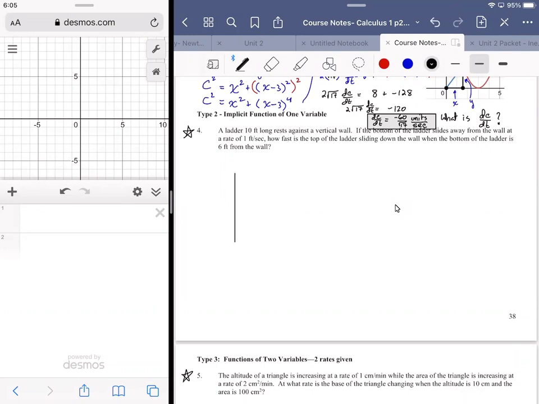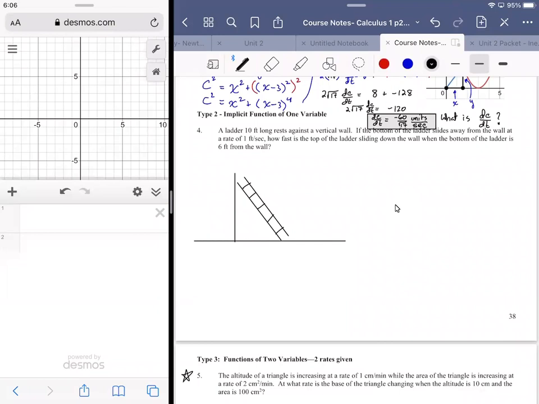When they say the bottom slides away from the wall, it's sliding away along the ground, which is perfectly horizontal. So we've got to make some assumptions. Not overly practical, but something that we have to live with in order to make this make sense. All right, so I've got my ladder, it's leaning against the wall and it's sliding away at a rate of 1 foot per second.